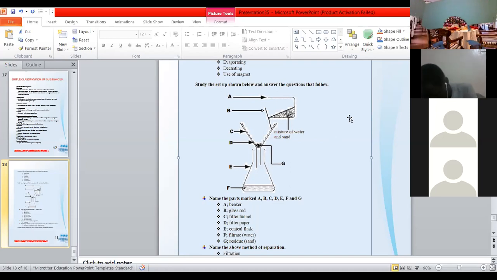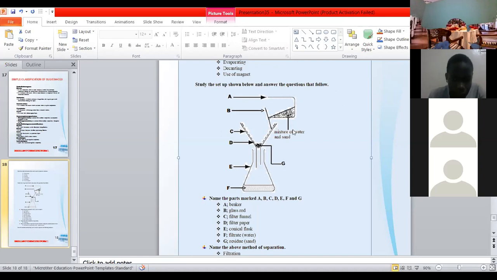Filtration. First of all, filtration is used to separate an immiscible solid to liquid mixture. That is what you have to know. We cannot use filtration in separating two liquids, a liquid to liquid mixture. It is used in separating an immiscible solid to liquid mixture. So that is what you have to say.